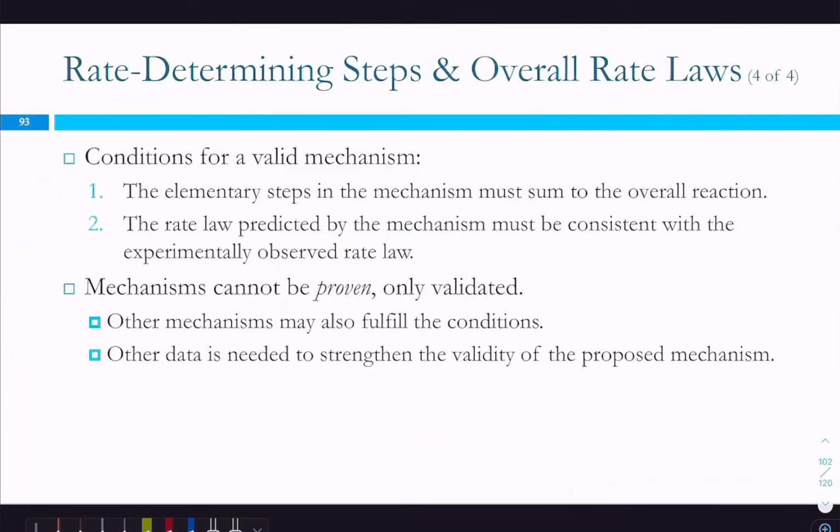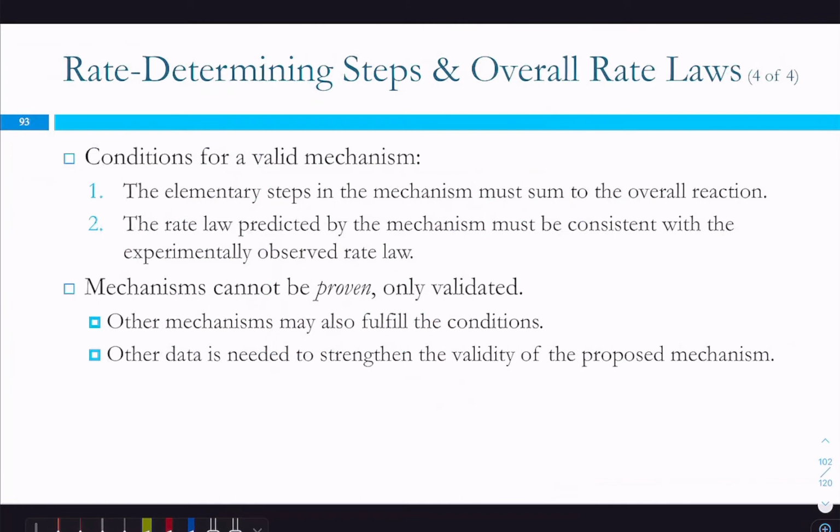So we're trying to come up with valid mechanisms to explain chemical reactions. There are a couple conditions that need to be met. The first one is that the elementary steps in the mechanism have to sum or add up to the overall reaction. We can't put extra steps and extra chemicals in that, or compounds that don't cancel out, because then we're describing a completely different reaction. You can really put in whatever you want as long as it cancels out, and as long as it makes sense at the end for what the final product is.